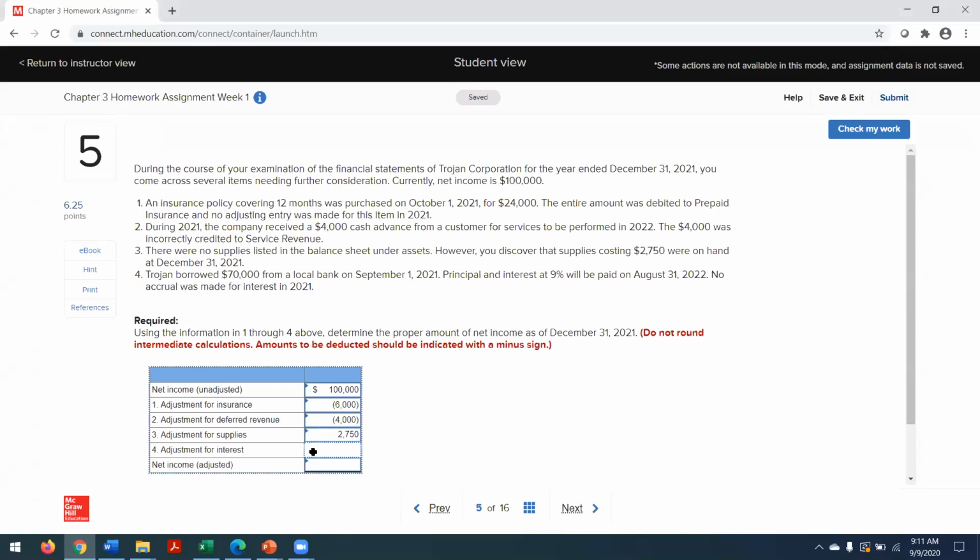Yes, ma'am. Now we should have 2,100 of interest we need to show as an adjusting journal entry to show that this loan, even though we don't owe it for another year, how much interest have we accrued that we haven't paid? Does that make sense?